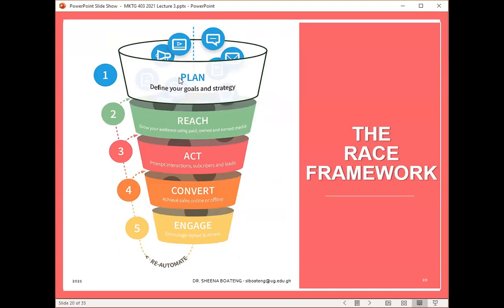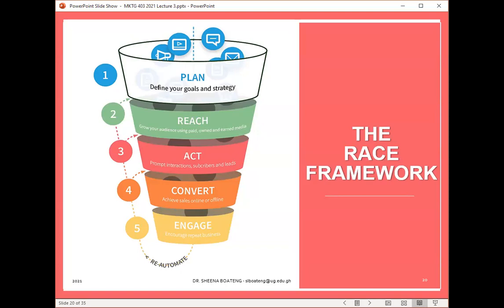Now, remember that the first stage is called the plan stage, which involves defining the goals and the strategy. And that is what we talked about when we started from step 1, where we did the situation analysis, step 2, where we did the e-marketing strategic planning, step 3, where we did the objective formulation, and now where we are with the e-marketing strategy formulation.